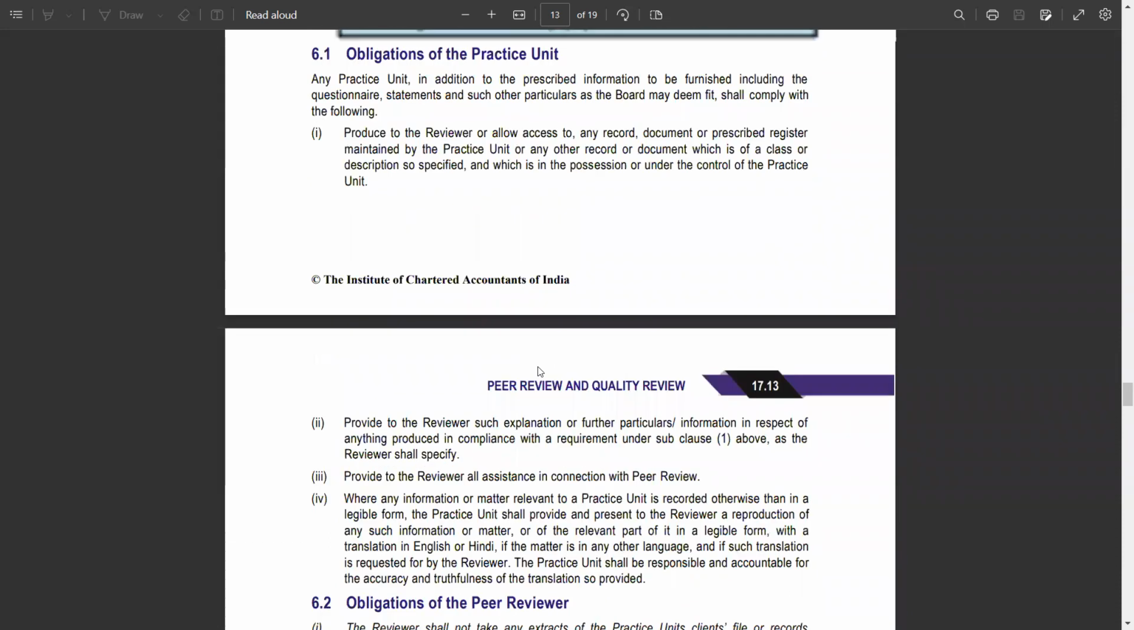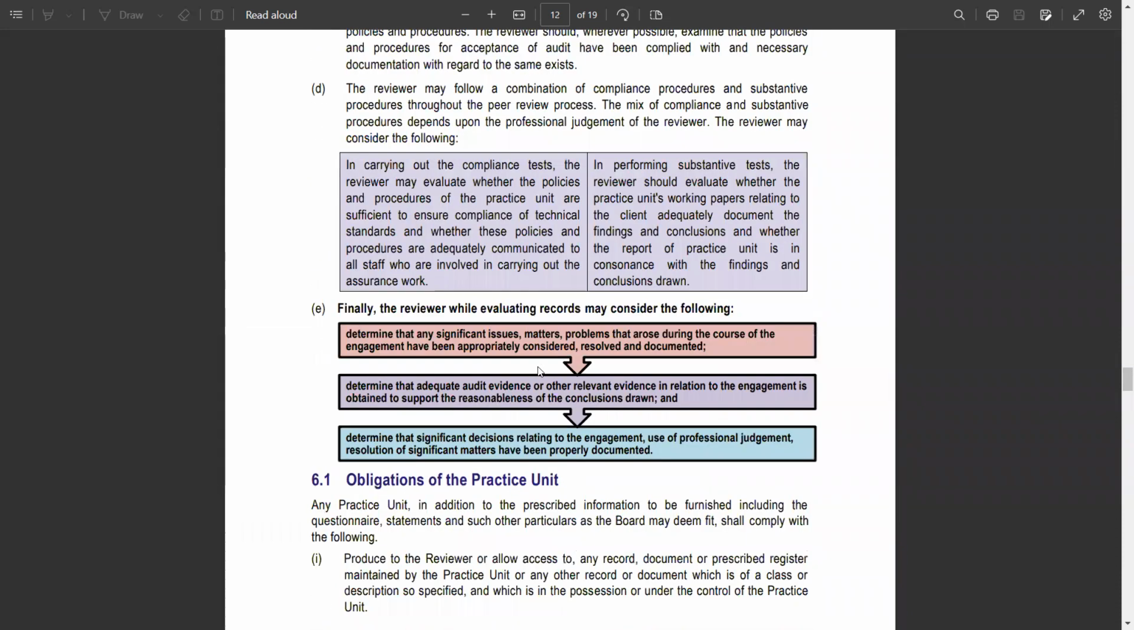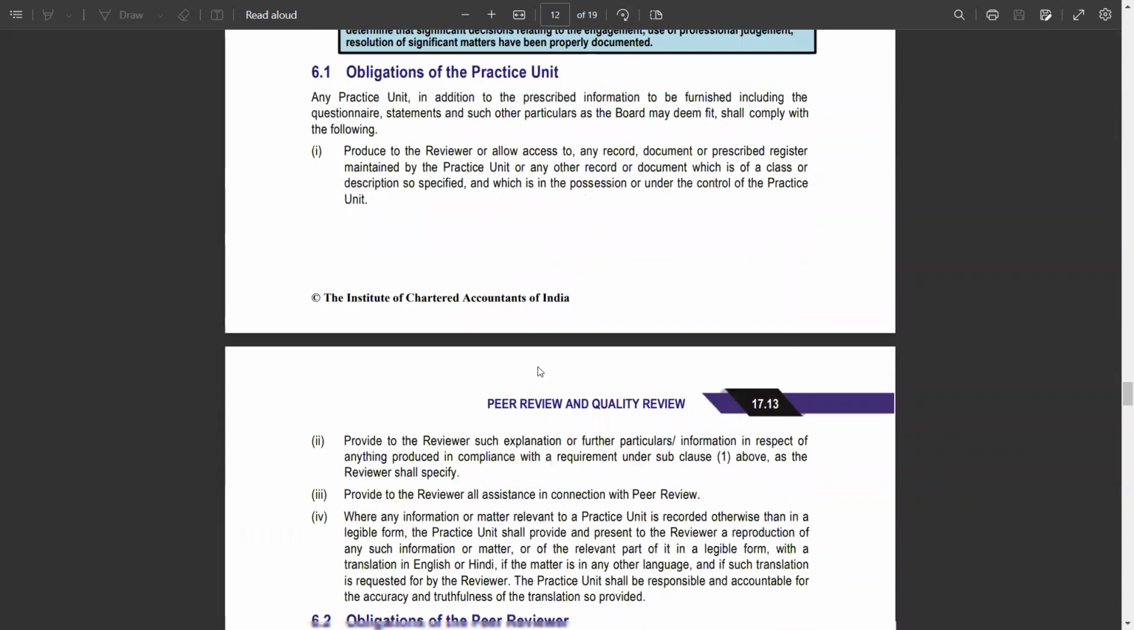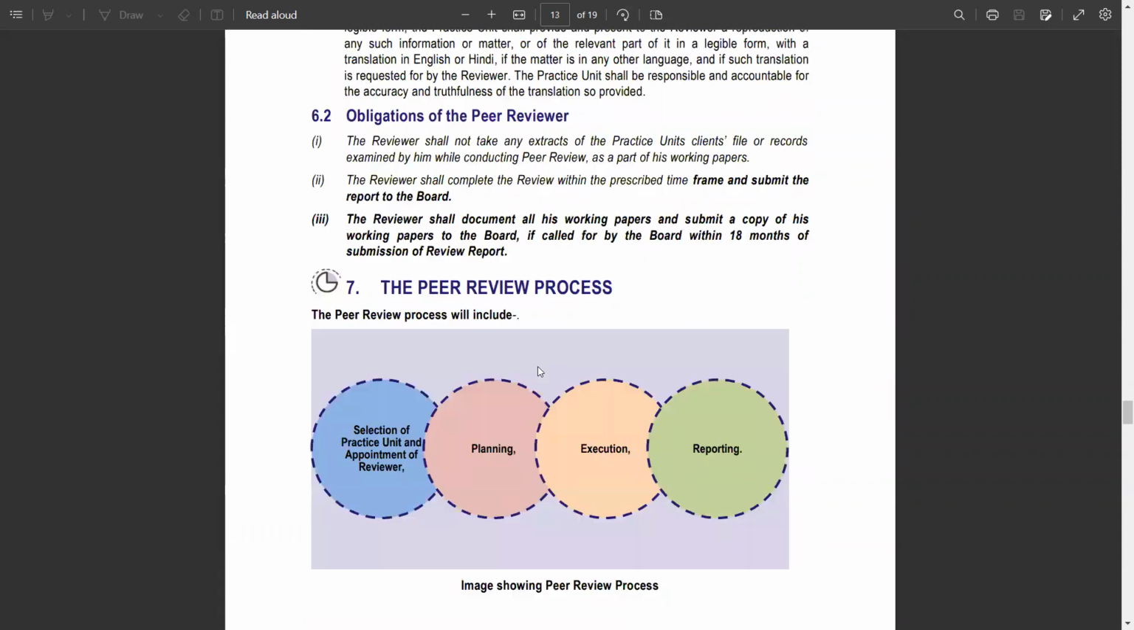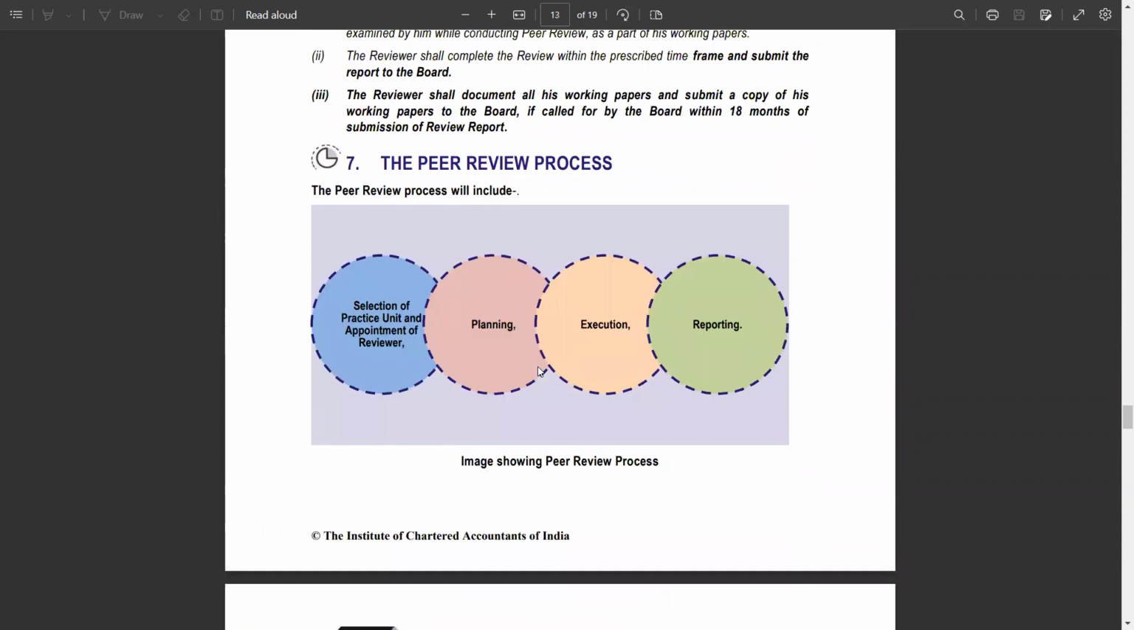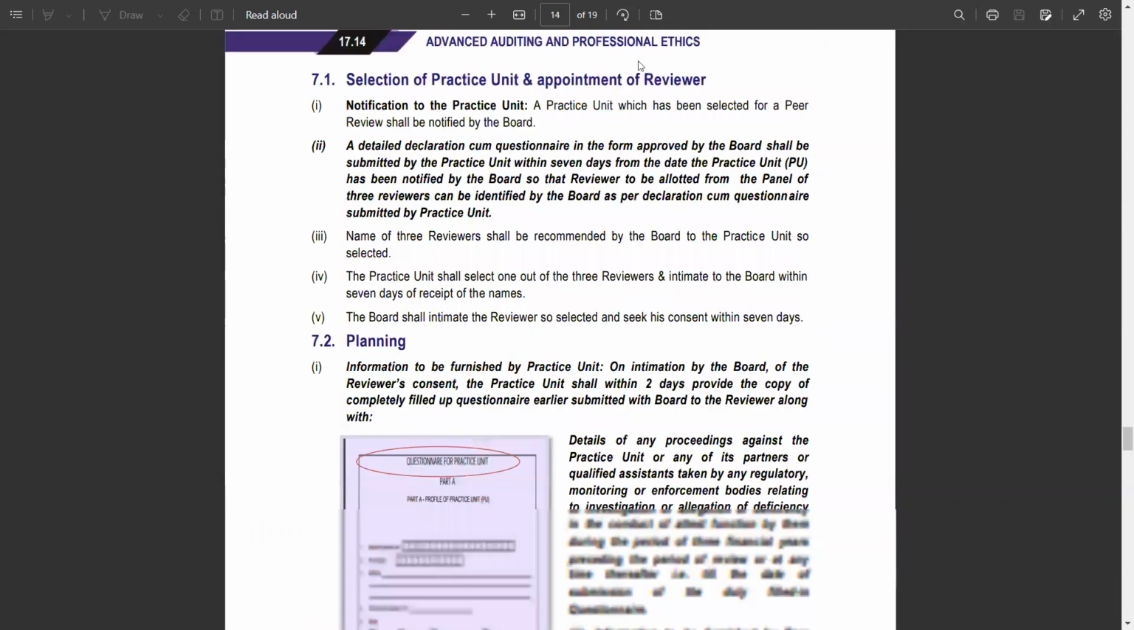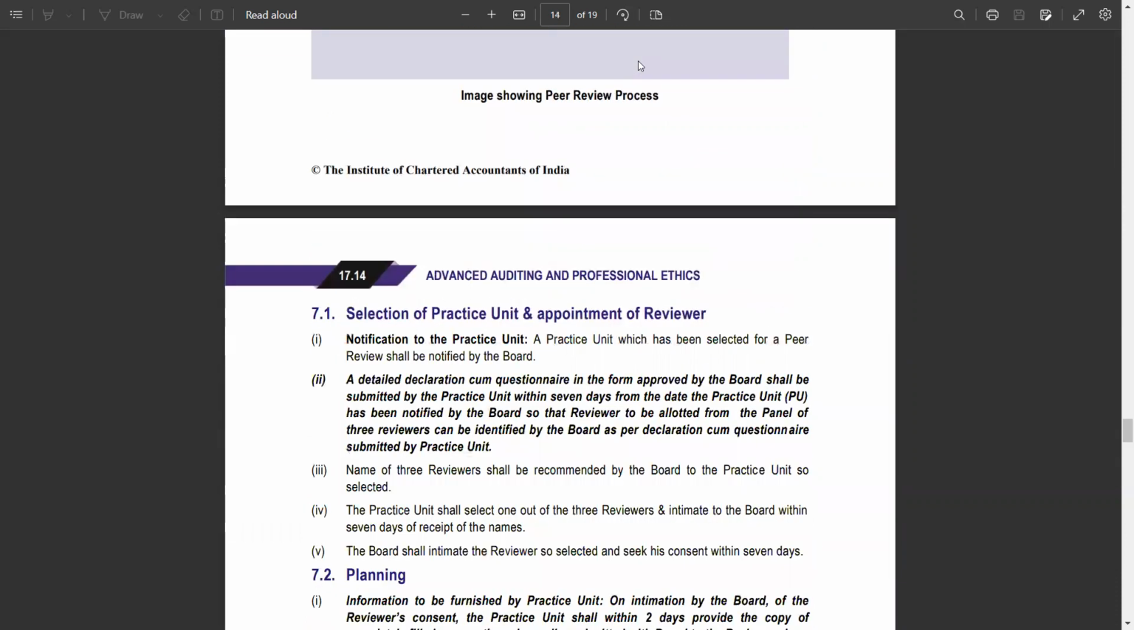Then we have the obligations of the practicing unit. This you can read by yourself. These are simple points. Now the peer review process. This part has been amended. Okay, so let's see.